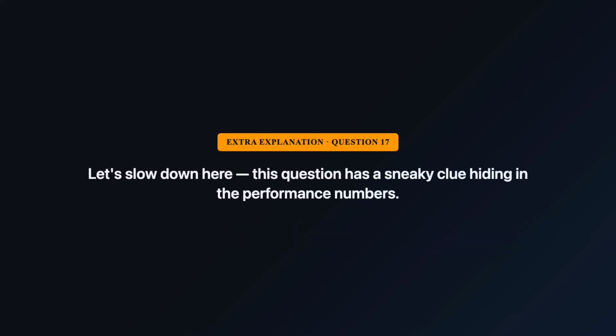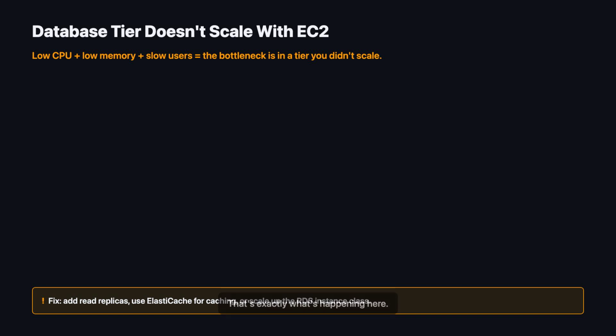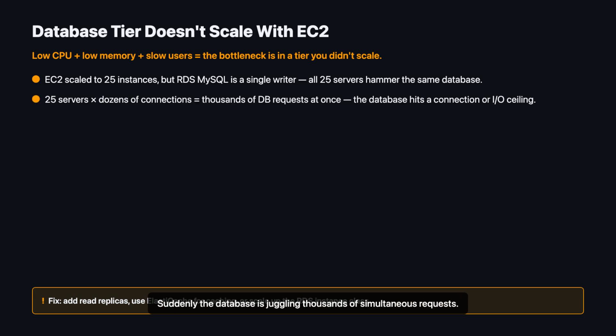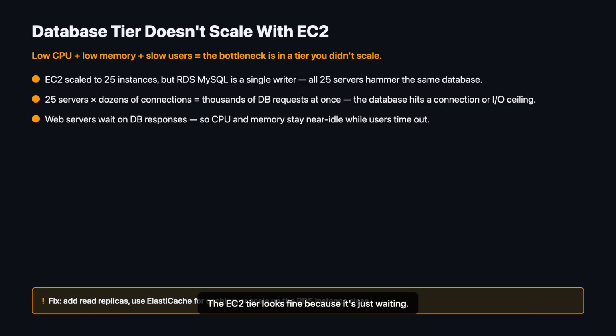Let's slow down here. This question has a sneaky clue hiding in the performance numbers. Picture a restaurant where you hire 22 extra cashiers, but there's still only one kitchen. The cashiers are standing around idle. That's exactly what's happening here. You scaled to 25 EC2 web servers, but there's still one RDS MySQL instance handling all the queries. Each of those 25 servers can open dozens of database connections. Suddenly, the database is juggling thousands of simultaneous requests. The web servers sit idle, waiting for a database response, so CPU stays at 15% and memory at 20%. The EC2 tier looks fine because it's just waiting.